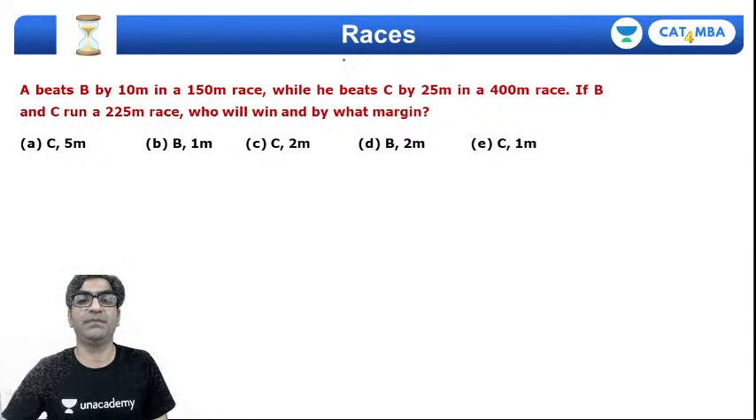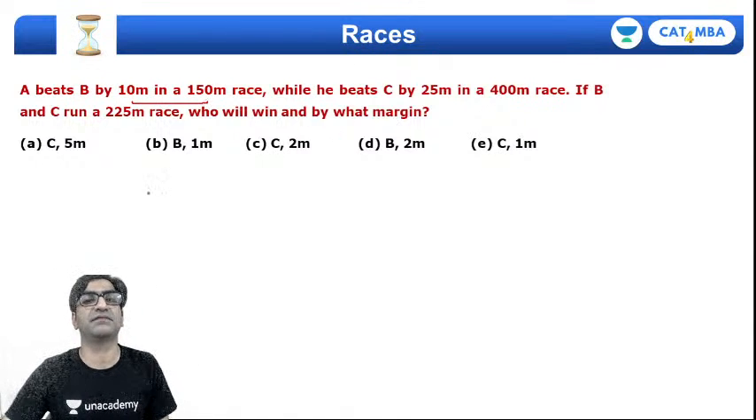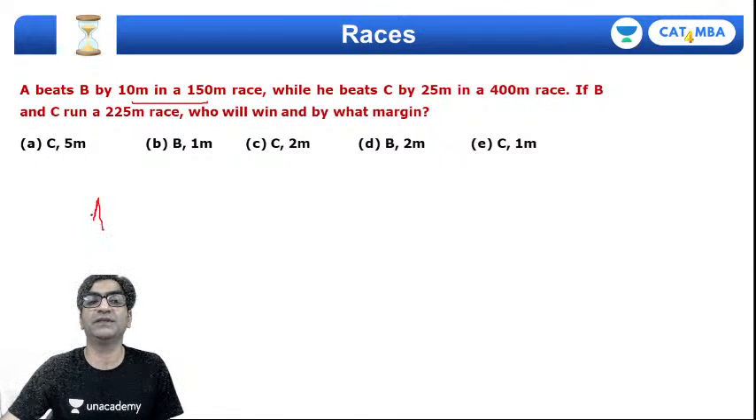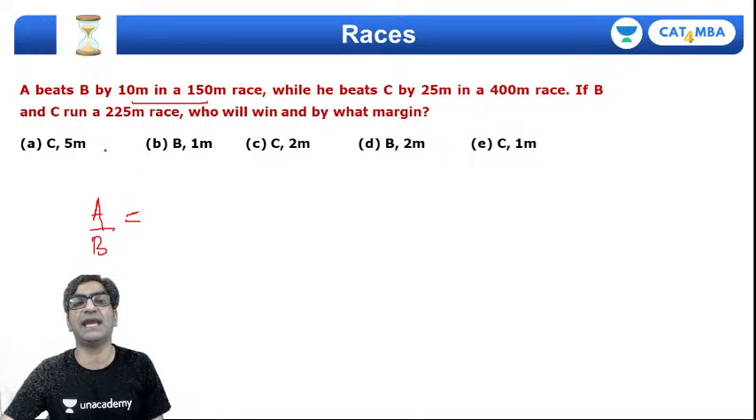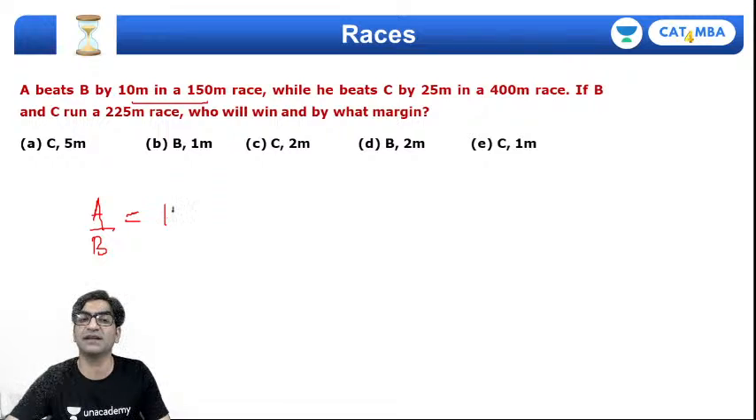Look, A beats B by 10 meters in a 150 meter race, right? So the race is between A and B, A has won, which means the ratio of speeds A by B will be the ratio of distances. What distance does A run? Since A is beating B, A would have run the full race, 150 meters, and B lost by 10 meters, meaning B would have run 140, right? So A by B is 150 by 140.